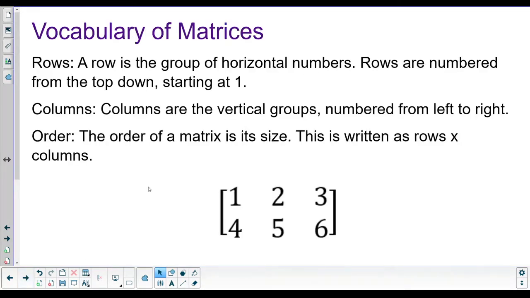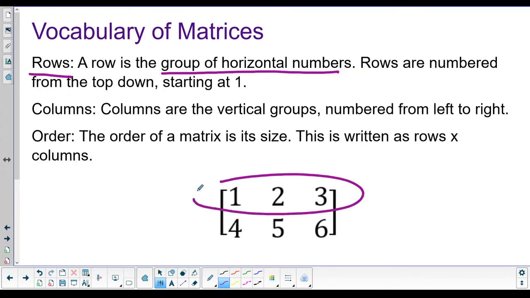All right, so let's talk about some vocabulary of matrices so that you know what we're talking about. And then we'll learn how to multiply and when to multiply. Just so you know what a row is, in case no one ever told you how to tell the difference between a row and a column, a row is a group of horizontal numbers. So this is a row. This is a row.